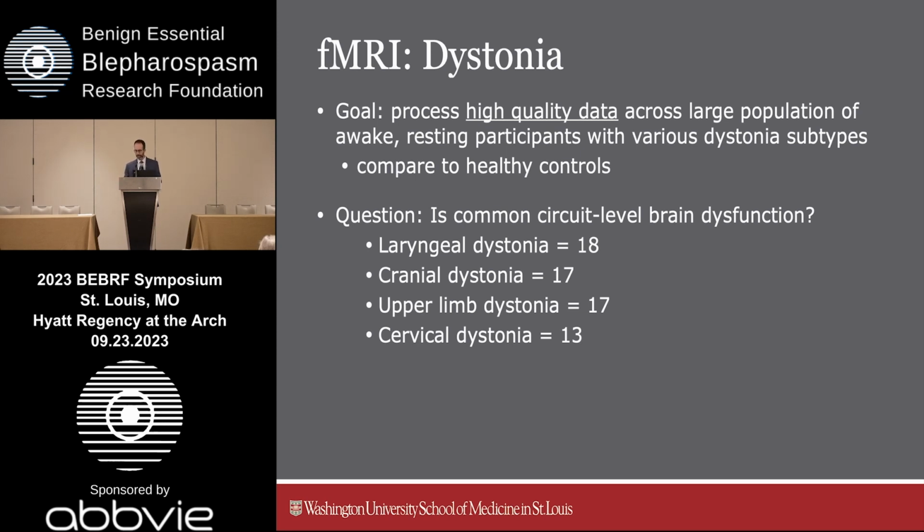And so we did this at Washington University in our group. Another component of this is we wanted to find common network dysfunction across dystonia subtypes. Again, this would be very powerful because we can shine that spotlight not only in a small subgroup, but apply methods across these dystonia subtypes. Is there a common circuit level brain dysfunction? And so to answer that question, we included patients with laryngeal dystonia, with cranial dystonia, blepharospasm, upper limb dystonia, and cervical dystonia. We scanned all of them at rest, and we pulled their data together.